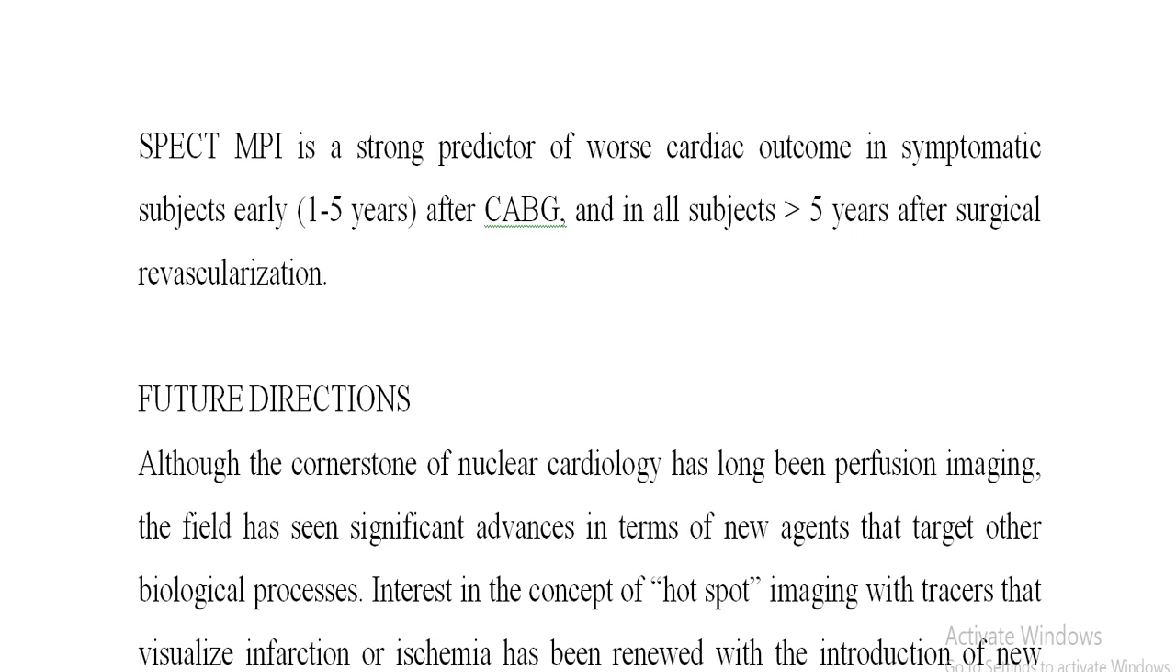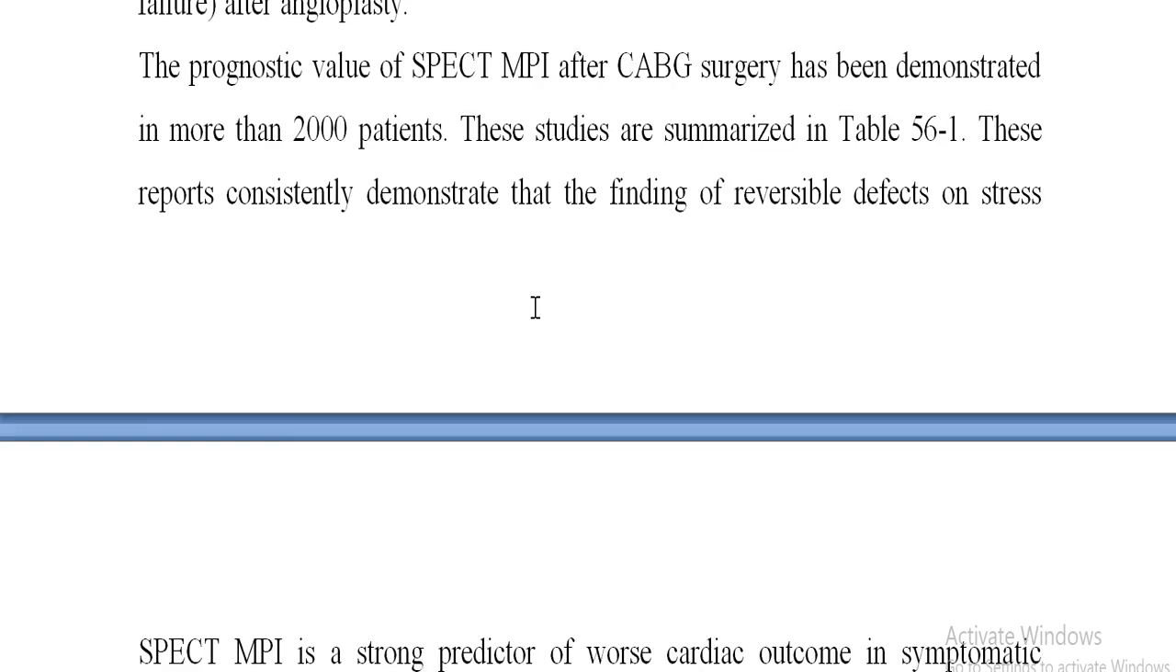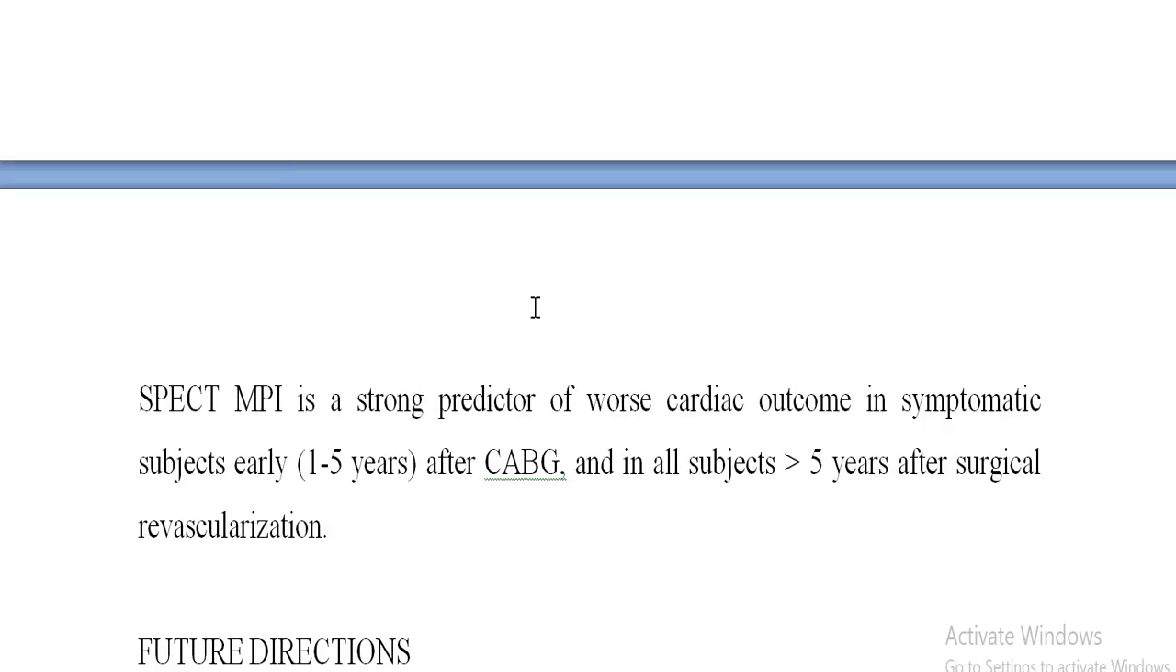These studies are summarized in Table 56-1. These reports consistently demonstrate that the finding of reversible defects on stress SPECT-MPI is a strong predictor of worse cardiac outcome in symptomatic subjects early, 1 to 5 years, after CABG, and in all subjects greater than 5 years after surgical revascularization.